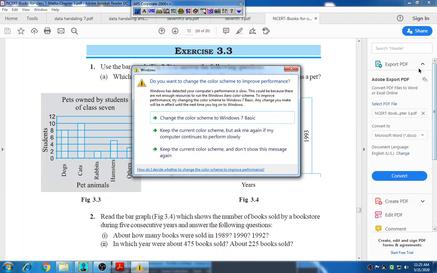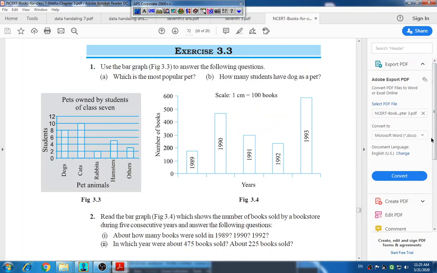So here, use the bar graph figure 3.3 to answer the following questions. Which is the most popular pet and how many students have a dog as a pet? So look at figure 3.3, pets owned by students of class 7. Here are the students, with 1 unit for 2 students: 0, 2, 4, 6, 8, 10 and 12. And the horizontal line gives us the information about the pets, and the pets are dogs, cats, rabbits, hamsters and others. Now look and you can see which is the most popular pet.